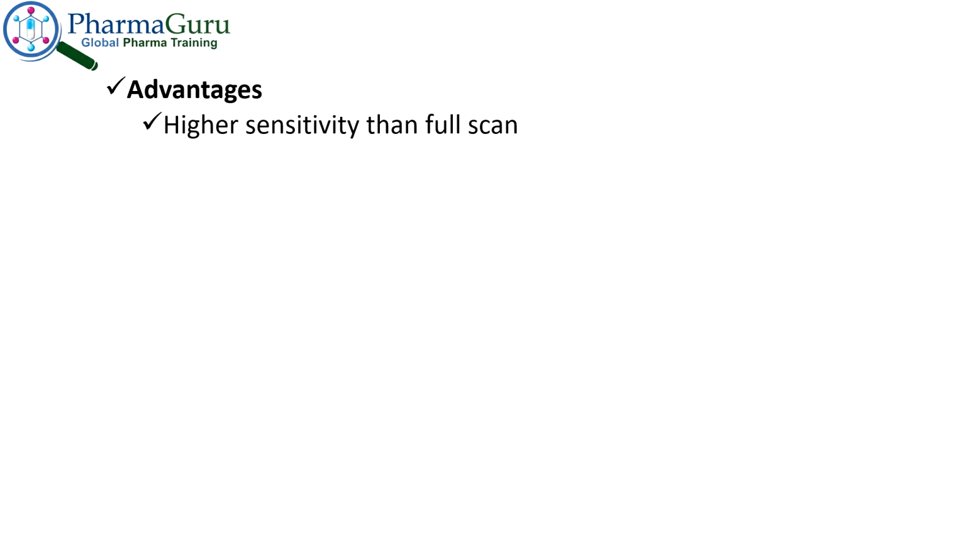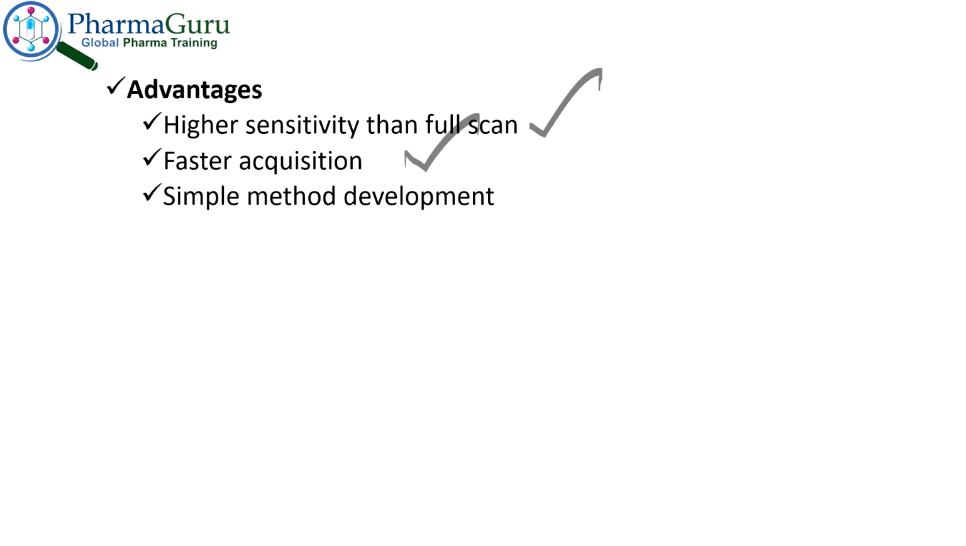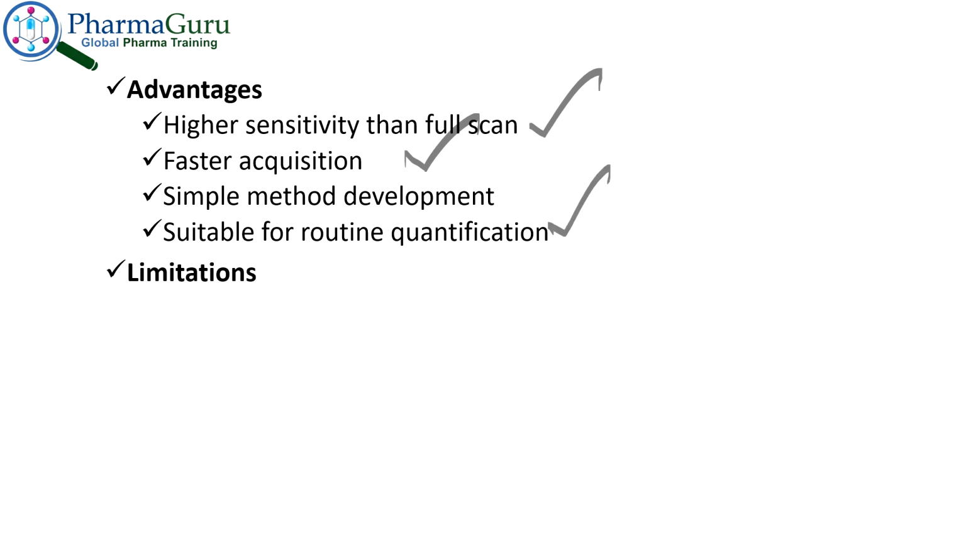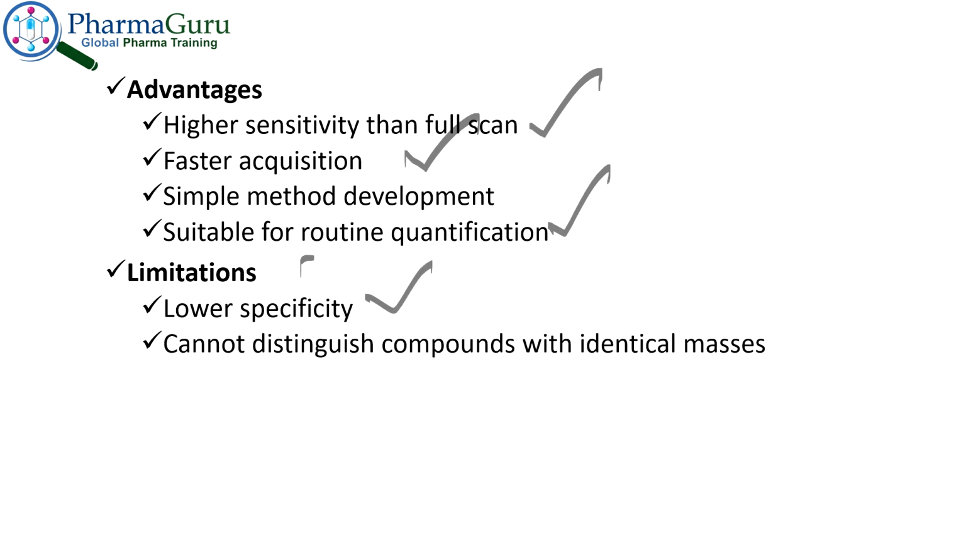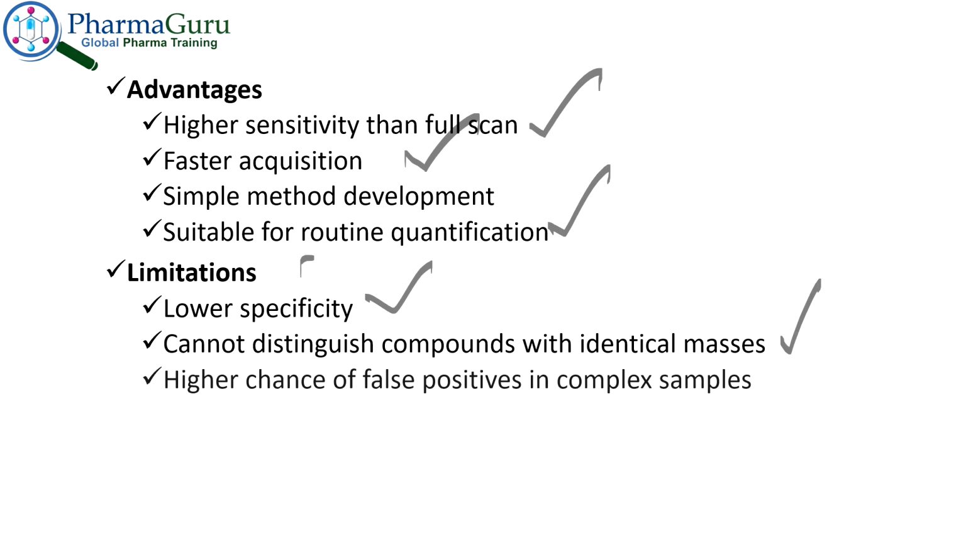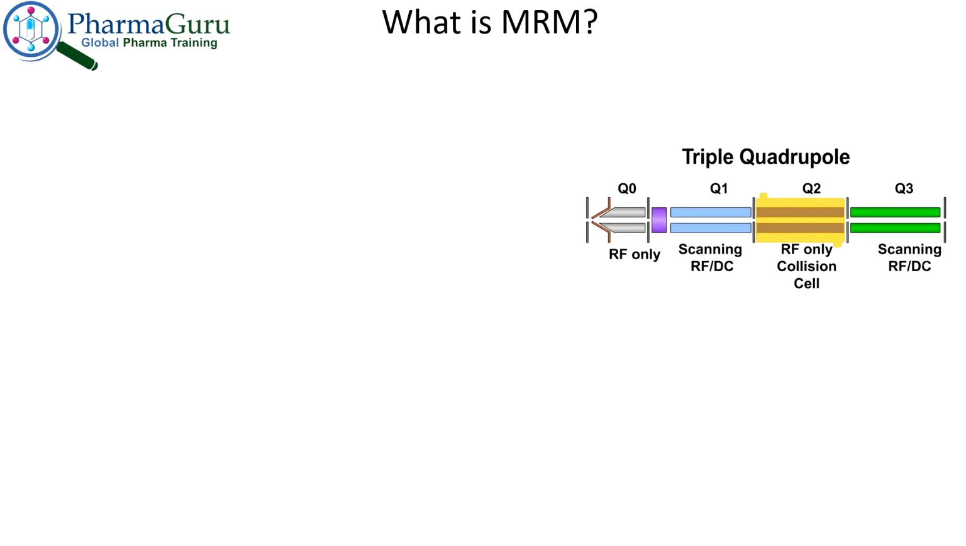Advantages: higher sensitivity than full scan, faster acquisition, simple method development, suitable for routine quantification. Limitations: lower specificity or selectivity, cannot distinguish compounds with identical masses, higher chance of false positives in complex samples.